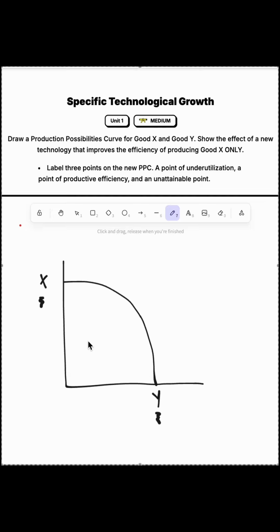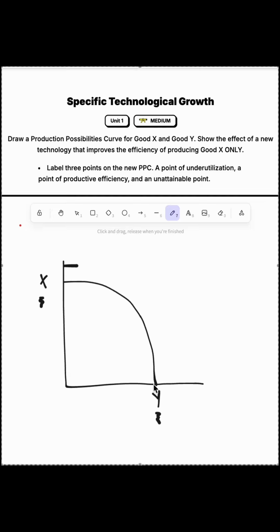So suppose we have two products here. Maybe good X is something like robots. Good Y is something like wheat. So two very different, unrelated products. Well, the new technology, if they use it just for robots, helps them produce more. So the start of our new PPC looks like this.